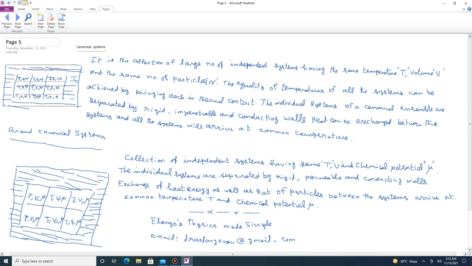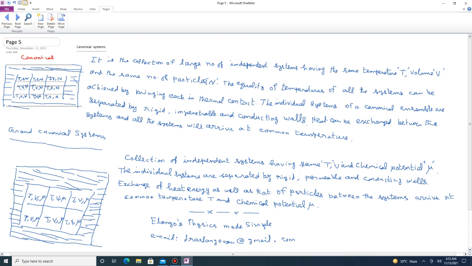Then this is the canonical ensemble. In this canonical ensemble, it is a collection of a large number of independent systems having the same temperature. The temperature is the same for all the systems. The volume is also the same for all the systems, and the total number of particles is N.